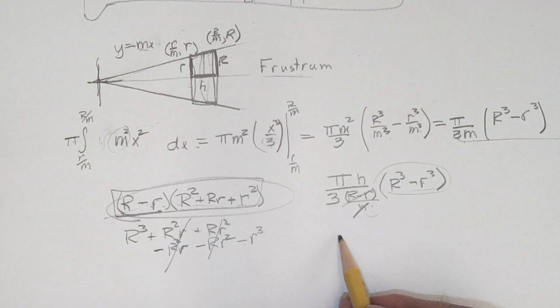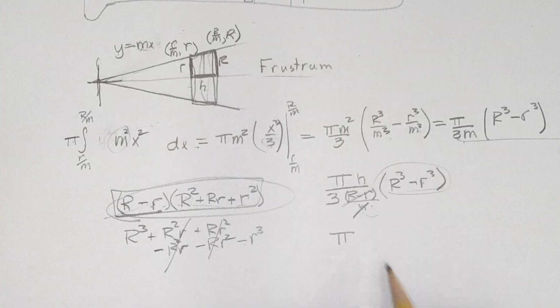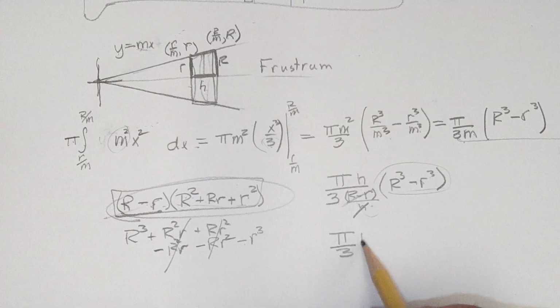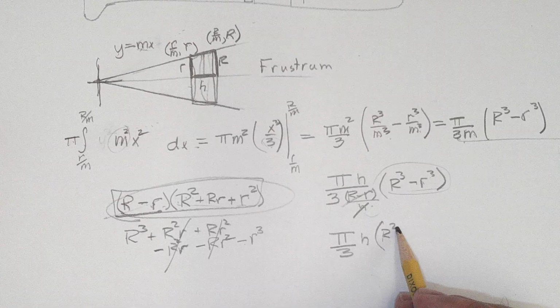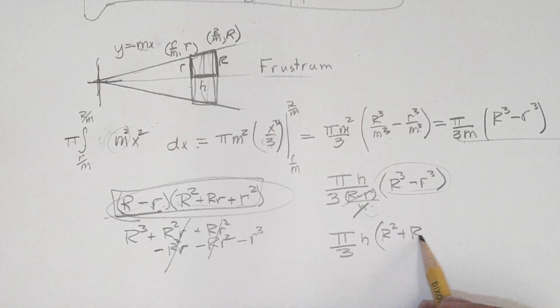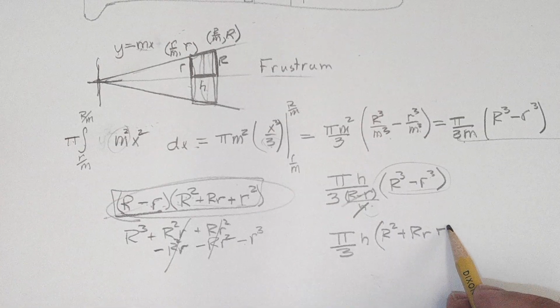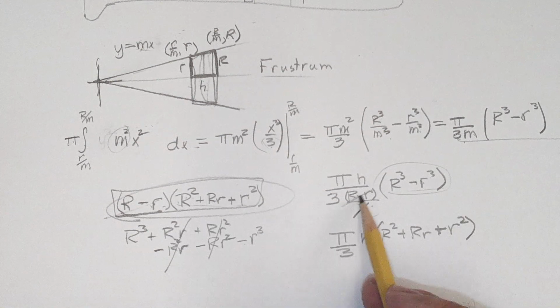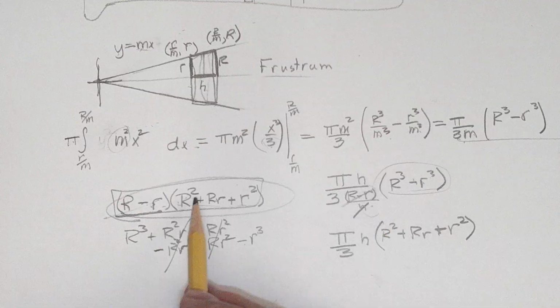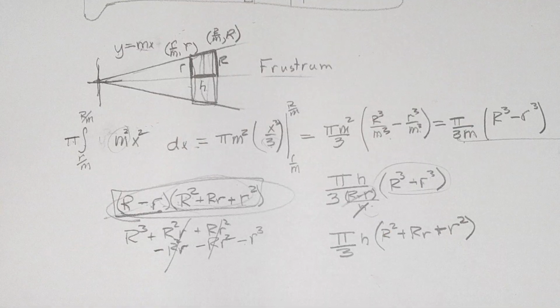And so if you look up a formula for the volume of a frustum, I think it's frustum, pi over 3h times big R squared plus big R little r plus little r squared. That's dividing this into this, which creates this. Could have got it by a long division also. So there's the formula for the volume of a frustum.